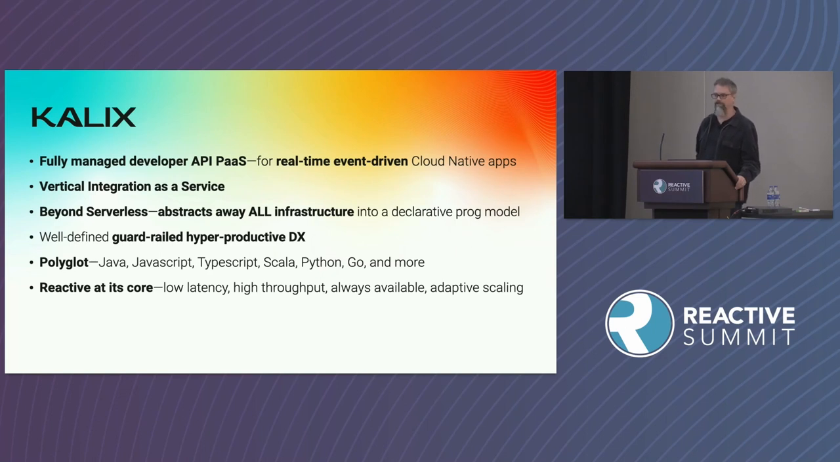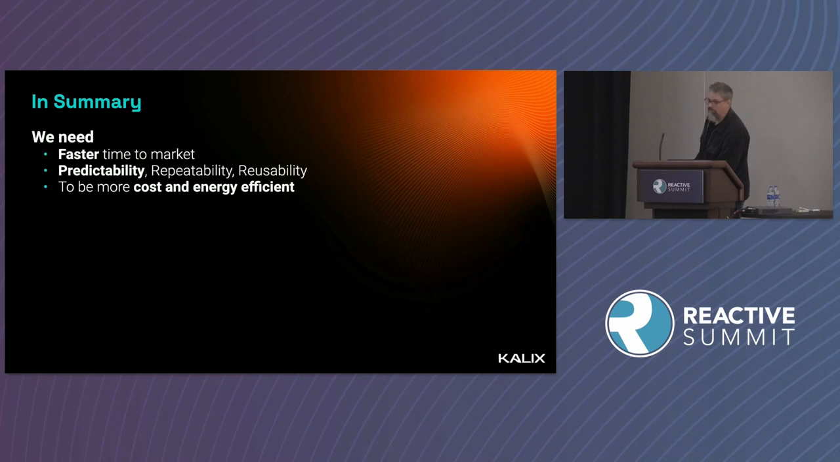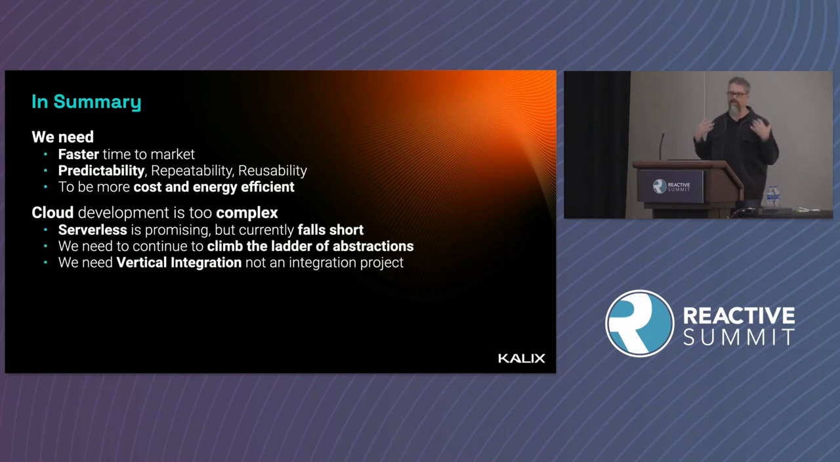There will be many, and there are already a lot of discussions in the industry about that. So in summary, I didn't have much time, but we all need to build applications faster. We need to build them more predictably, repeatable, reusable. And we all need to be really cost efficient. Both in terms of money, but that usually also translates to being energy efficient and climate friendly. And I really think cloud development today, as well as edge, which is also something we're thinking a lot about, is too complex.